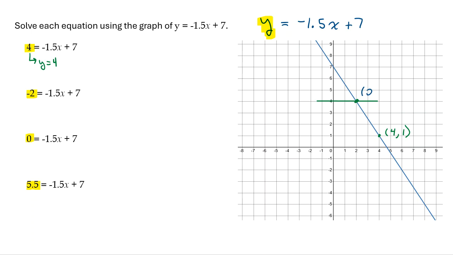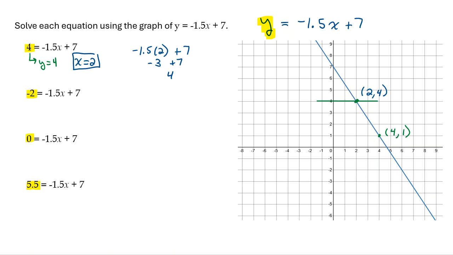We can see that this point right here on our line has a y coordinate of 4. It has an x coordinate of 2 and a y coordinate of 4. So the value x equals 2 will make this equation true. When x equals 2, y will equal 4. And you can verify that by plugging 2 into the equation, and it's always good to verify stuff if you can, and see that it actually does come out to 4. Negative 3 plus 7 is 4.